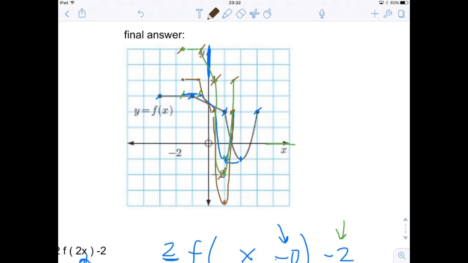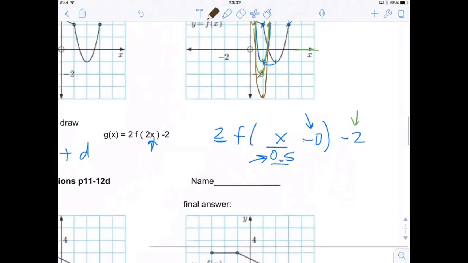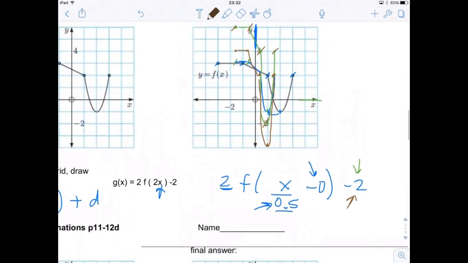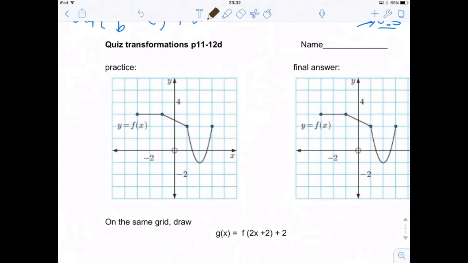All right, so the brown shape is our final shape. Okay, we just did that with the brown shape. All right, now let's move to the last one.